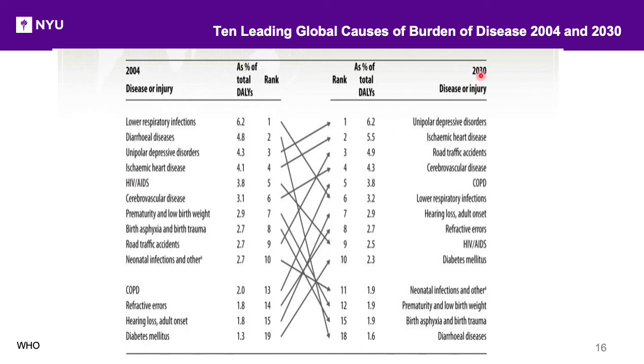When we look at the rankings for 2030, it's going to be unipolar depressive disorders, of course, ischemic heart disease, traffic injuries, cerebrovascular disease, COPD. So it's going to be a significant change between 2004 and 2030. So again, this is the epidemiological transition where we go from more of an infectious disease phenotype to less so, more of a non-communicable disease phenotype in terms of the world population that we're going to see.